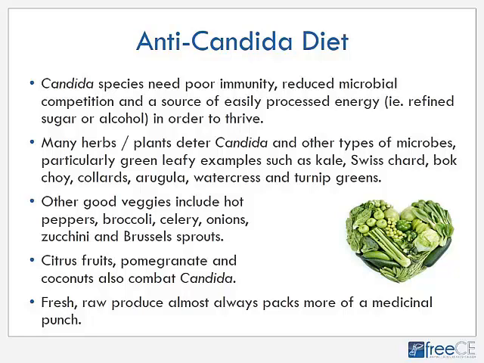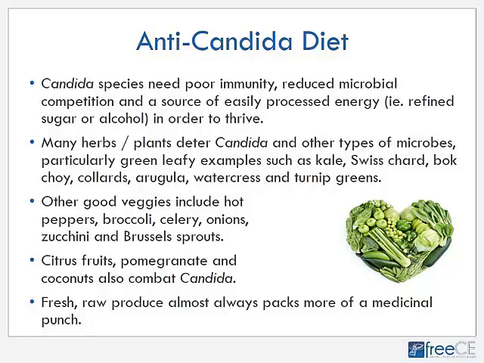Swiss chard, bok choy, collards, arugula, watercress, and turnip greens. Other good veggies that can combat Candida and other microbes include hot peppers, broccoli, celery, onions, zucchini, and Brussels sprouts. Fruits that can be effective at deterring Candida growth include essentially all citrus fruits, pomegranate, and coconuts.